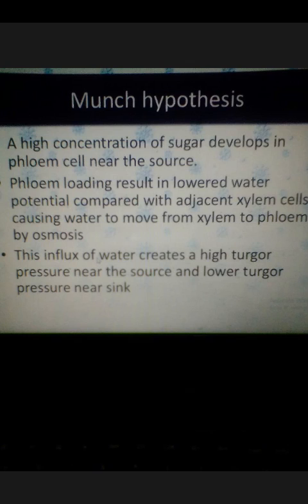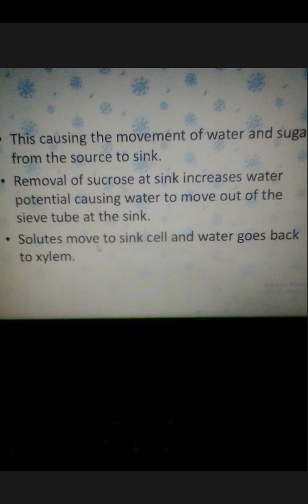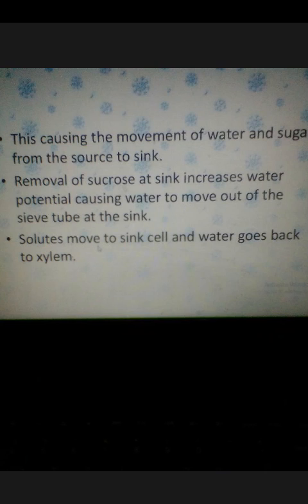Okay, whenever this photosynthesis is going on in leaves, it synthesizes sugar. Now this increased level of sugar cause pressure to move the water in adjacent xylems, and this influx of water creates a high turgor pressure near the source and lower turgor pressure near the sink. That sink will be roots or other parts where photosynthetic material has to move. Okay, then this causing the movement of water and sugar from the source to sink.